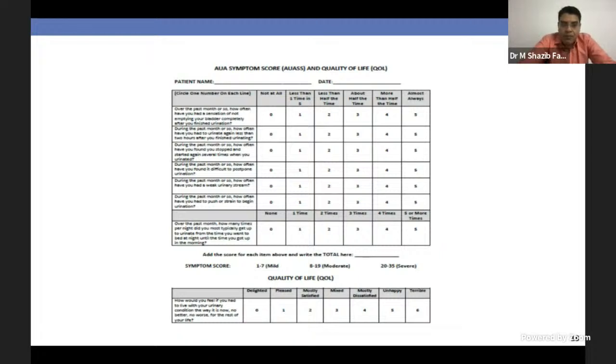Another parameter is, how often have you had a weak urinary stream or a poor urinary stream? And another parameter is, how often have you had to push or strain to begin urination? That is straining to void. Similarly, how many times per night did you most typically get up to urinate? It means nocturia. How many times does the patient have to go for nocturia? And the last point is, how much it affects the quality of life.